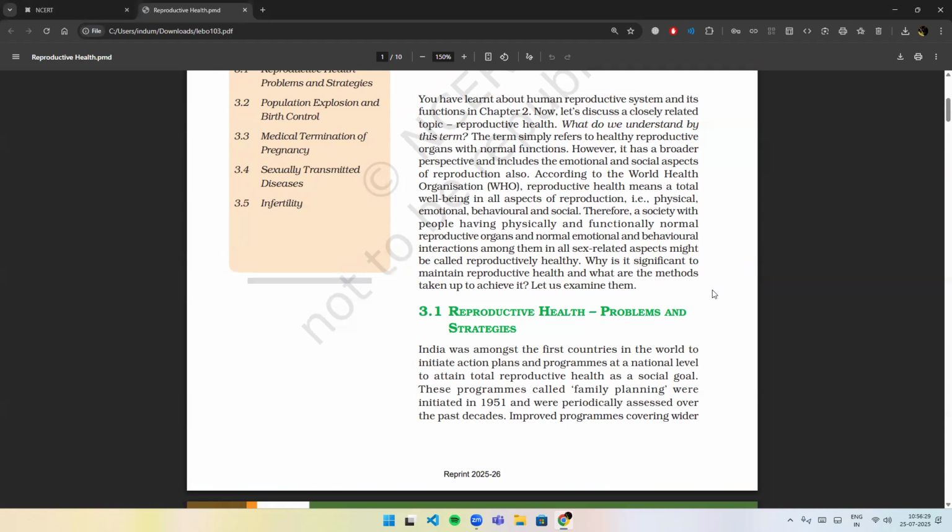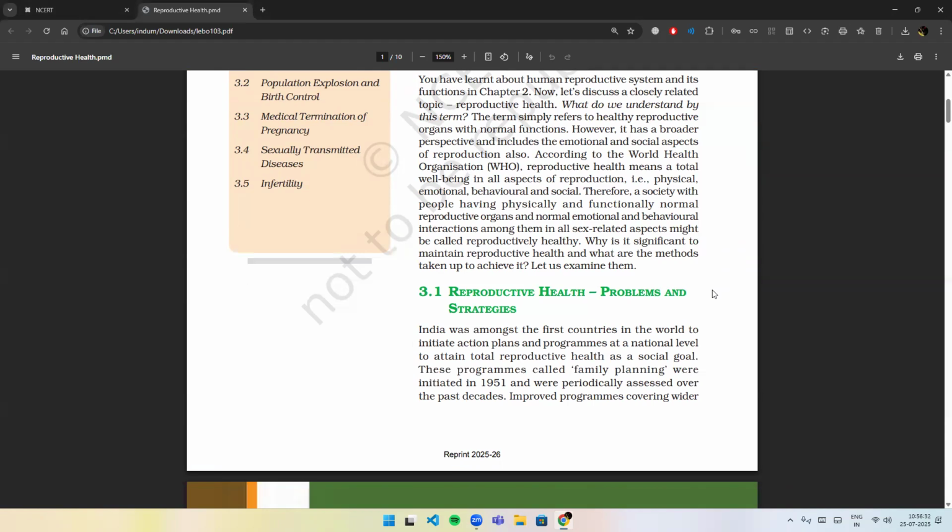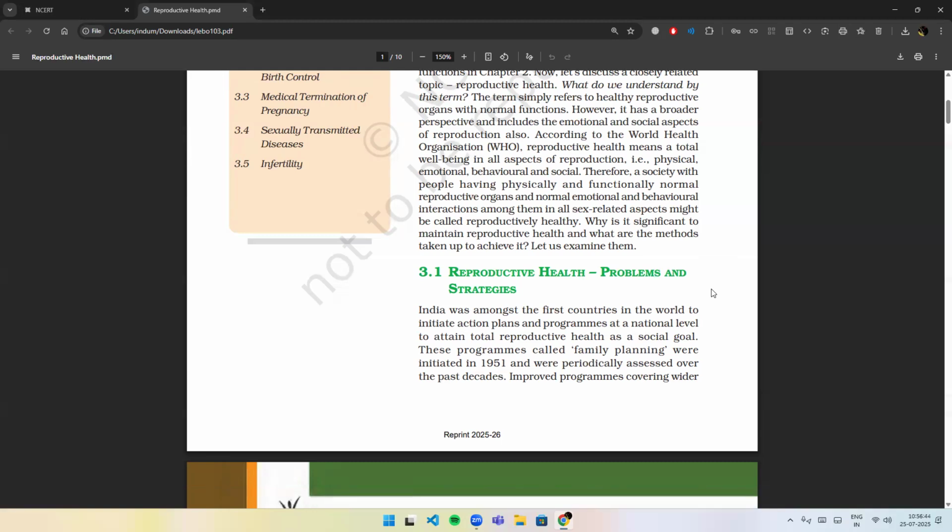Therefore, a society with people having physically and functionally normal reproductive organs and normal emotional and behavioral interactions among them in all sex related aspects might be called reproductively healthy. Why is it significant to maintain reproductive health and what are the methods taken up to achieve it? Let us examine them.